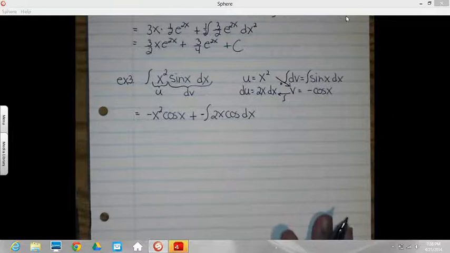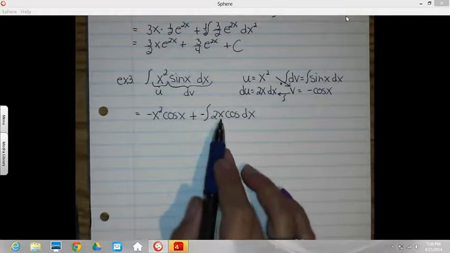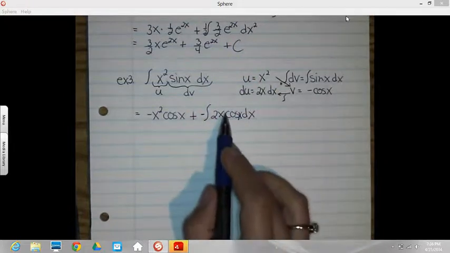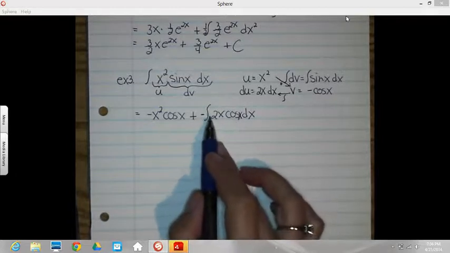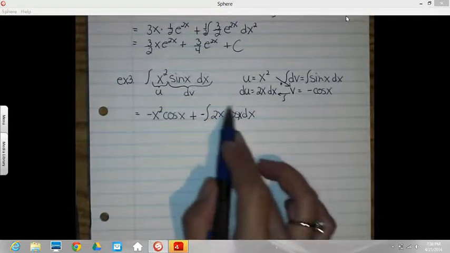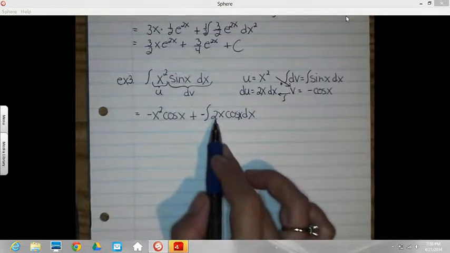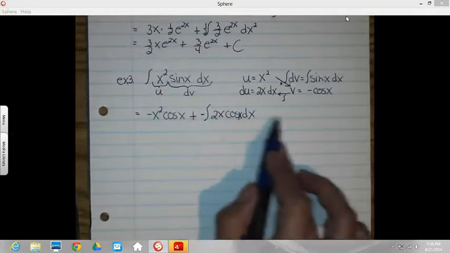Okay, no simplifying there. Here, oh, look at what I've got. Oh, forgot my x. Look at that. I've got a product again. I've got a 2x times a cosine x. I don't know how to do this antiderivative yet. This requires integration by parts again. Yay! So, we will do this integral over here with integration by parts again.